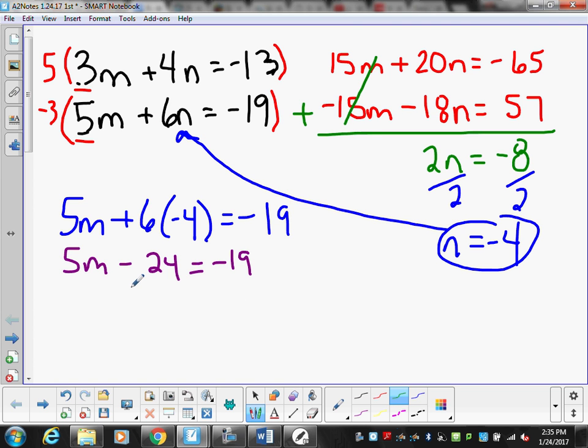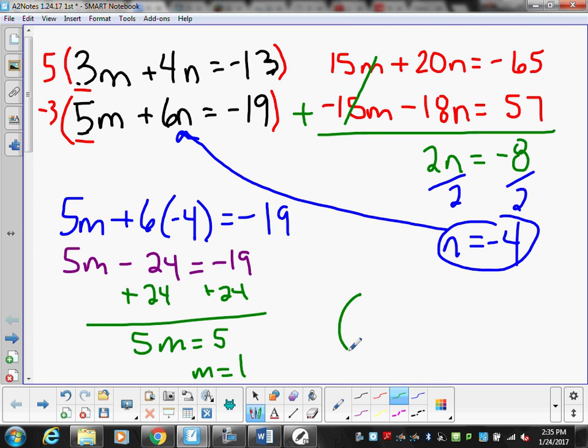So the next step here, add 24 to both sides. So 5M equals 5. So what does M equal? Yep, because I've got to divide both sides by 5. So my solution is (1, -4).